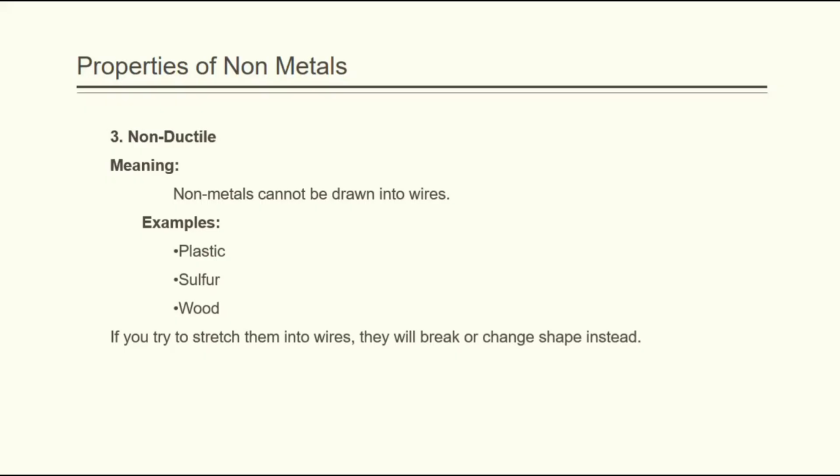Non-metals are non-ductile, which means that they cannot be drawn into wires. This means that you cannot split them individually into wires. Example, plastic, sulfur, wood. These are all non-metals that you cannot stretch into wires. The moment you try to stretch them into wires, they will break or change shape instead.